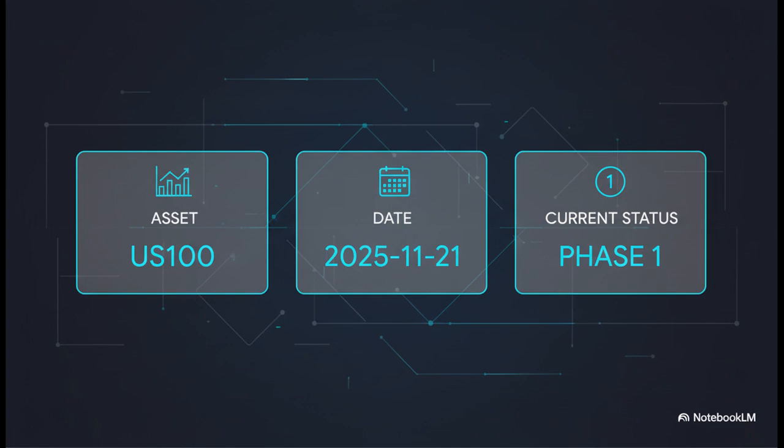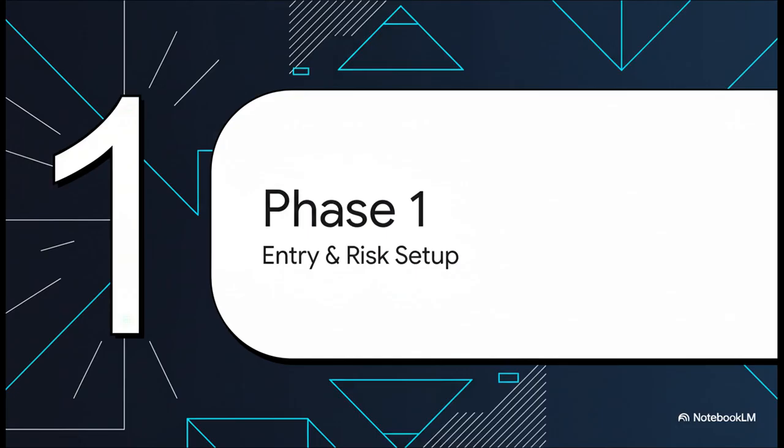Okay, let's set the stage for the specific cycle we're examining. The asset is the US100 index, and the starting date for our documentation is November 21st, 2025. According to the system, this is the official start of what it calls Phase 1. So Phase 1 is all about the initial setup. This is the point where the system identifies a potential entry. And just as importantly, it establishes all the risk parameters that are going to govern the entire cycle.